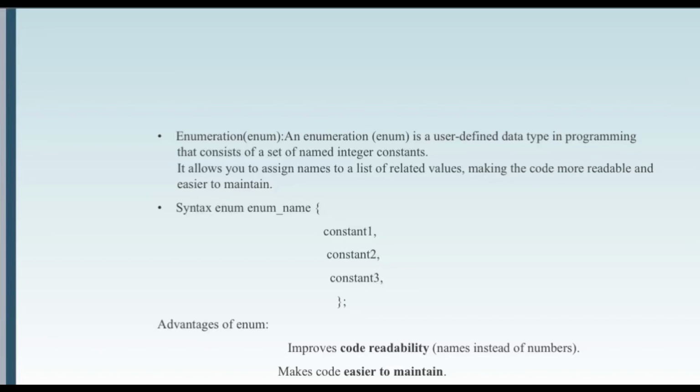Here the syntax of union is given. And the last one is enumeration. An enumeration is a user-defined data type in programming that consists of a set of named integer constants. It allows us to assign names to a list of related values, making the code more readable and easier to maintain. The advantage of enumeration is it improves code readability and makes code easier to maintain.